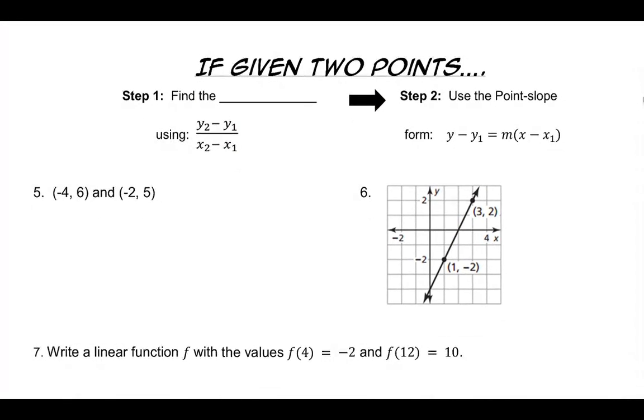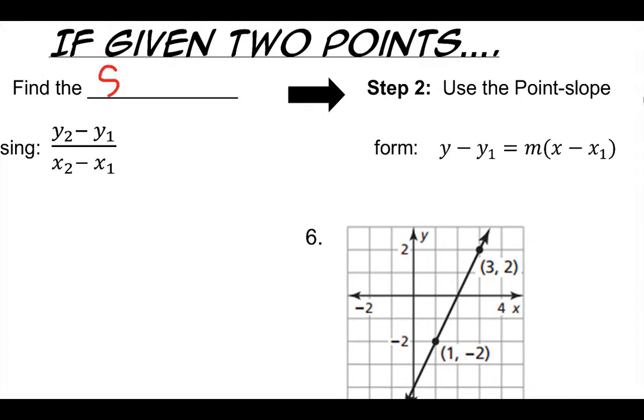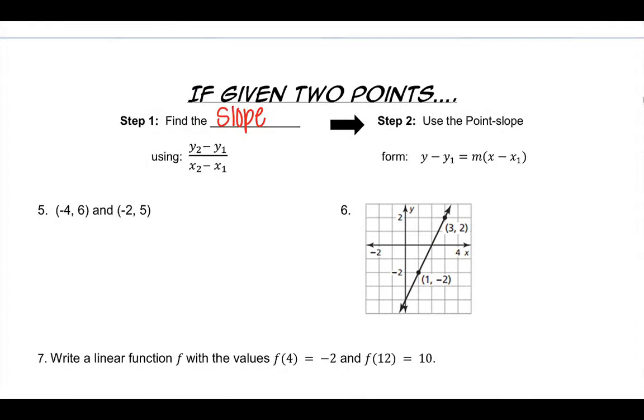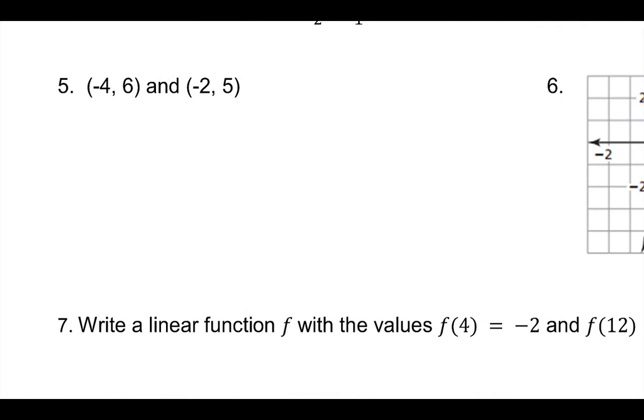Let's look here. What if they don't give me a slope and all they give me is 2 points? Well, to find slope, all I need is my 2 points. So first I would find the slope. And then step 2, I would use the point-slope form to find the equation. So like number 5, I've got the 2 points. So I'm going to plug it into my equation for slope.